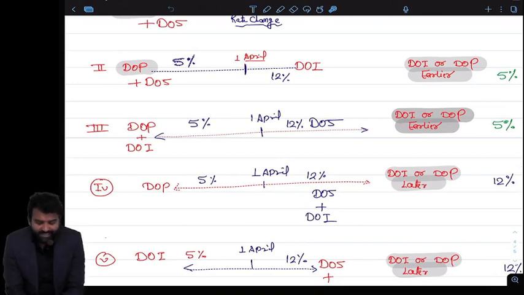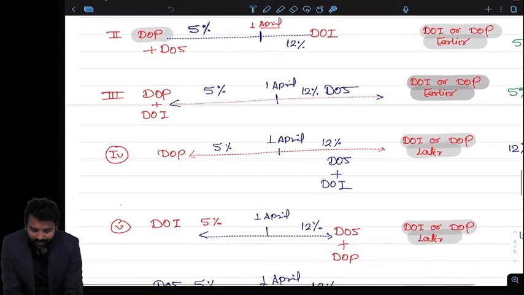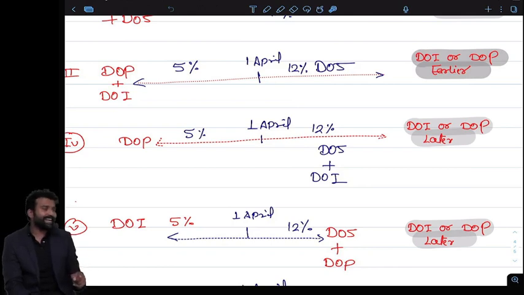Payment and invoice both are at the older rate and supply is after the rate change. Again 5%. Now, payment is at 5%, but supply and invoice both are at 12%. Now what rate will be applicable? Old or new? New, because majority is towards new. Supply is after the rate change and invoice is also after the rate change. So the rate of 12% will be applicable.